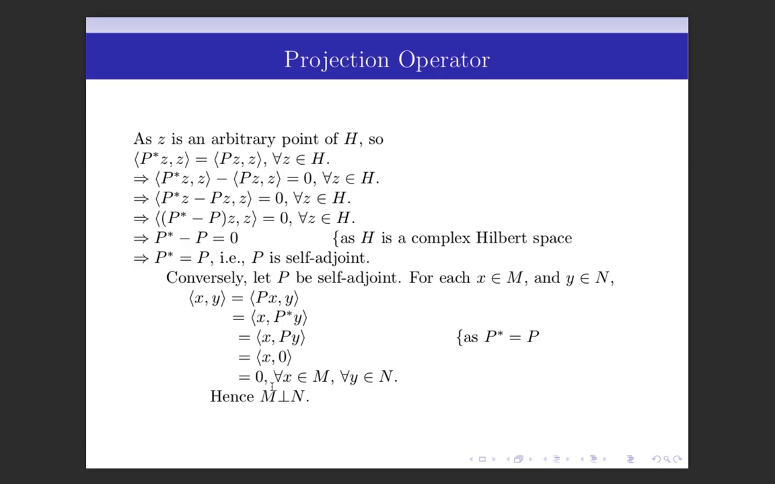And the inner product of x and 0 is 0. And so we find that for every x in M and for every y in N, the inner product of x and y is equal to 0. So every element of M is orthogonal to every element of N. That is, M is orthogonal to N.